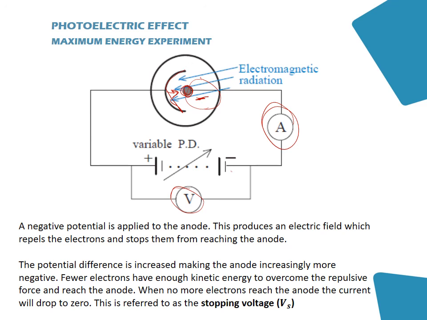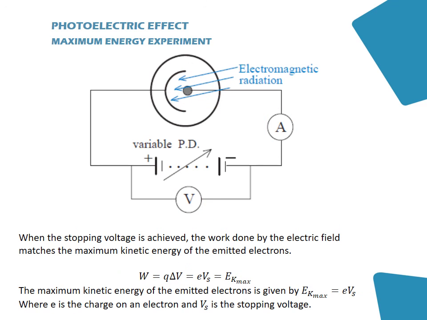Now the potential difference is increased, making the anode increasingly more negative. So this means that fewer electrons have enough kinetic energy to overcome the repulsive force and actually reach it. So when no more electrons reach the anode, the current, as measured by our ammeter in the circuit, will drop to zero. And this particular point is referred to as the stopping voltage. When the stopping voltage is achieved, the work done by the electric field matches the maximum kinetic energy of the emitted electrons. So only the fastest moving, or the most energetic, electrons were able to reach it before, and at that very particular stopping voltage, they're no longer able to do that.